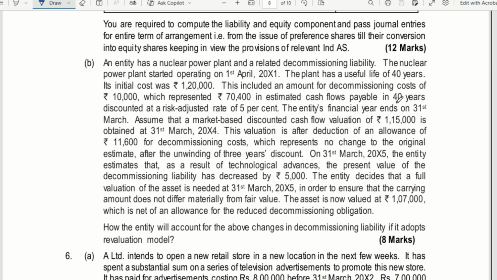This included an amount for decommissioning cost of rupees 10,000. तो 1,20,000 में 10,000 का decommissioning cost भी included है, which represented rupees 70,400 in estimated cash flows payable in 40 years, discounted at risk adjusted rate of 5%. सो यहाँ पे उन्होंने प्रेजेंट वैल्यू दिया है 1,20,000 का। The entity's financial year ends on 31st March.